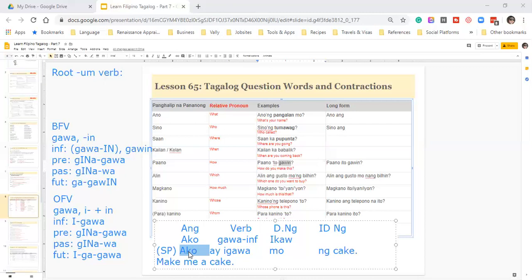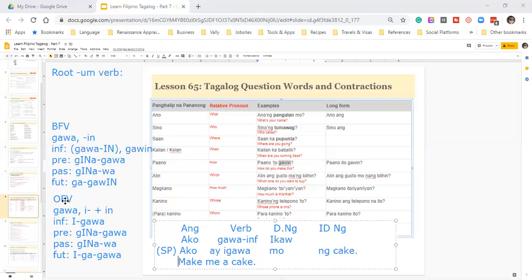All right. But I get everything we just did, except because you're making me a cake, wouldn't I be the benefactor? The ako should be the benefactor. Make me, right? So why did we use OFV instead of BFV? Okay, let me, so make me a cake. Ako ay igawa mo ng cake.